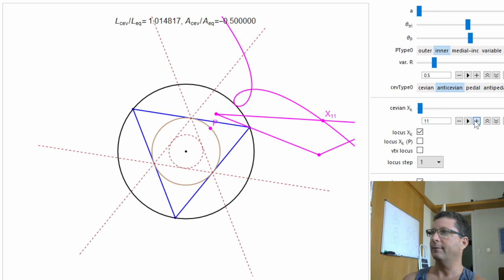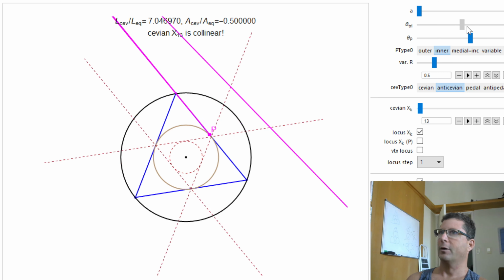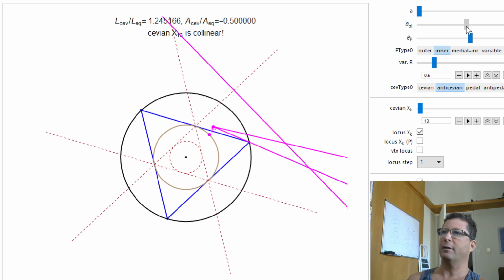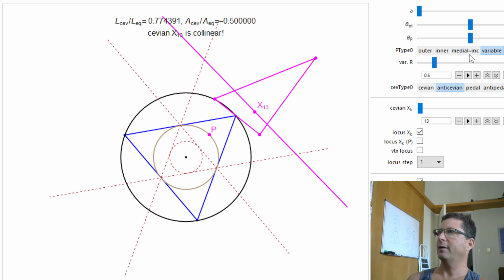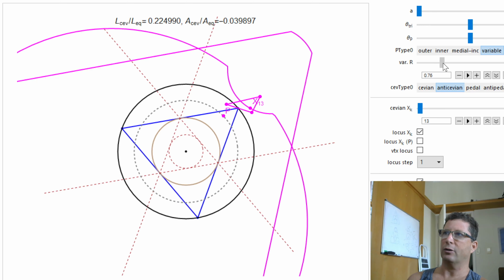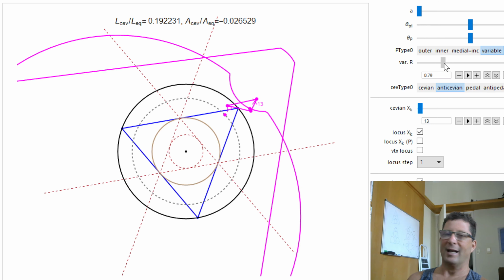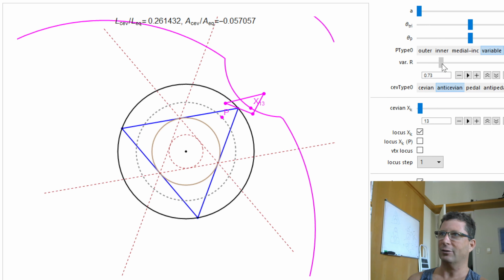Let's go to 13. Here's 13. Now with 13, if P is on the incircle, 13 is behaving as a straight line. Okay, so this is a nice phenomenon. And then P is moved outwards. X13 is not a conic, it's a complicated shape here. It looks like it could be piecewise circular. X13 is often piecewise circular.